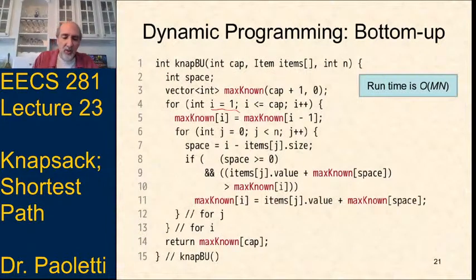Okay, so in the bottom-up, I've got to run through every capacity. I know I have to solve a knapsack of capacity 1 before I can solve capacity 2, before I can solve capacity 3. So I'm going to go from the bottom up. Whenever I need to look in max known, it's going to work.